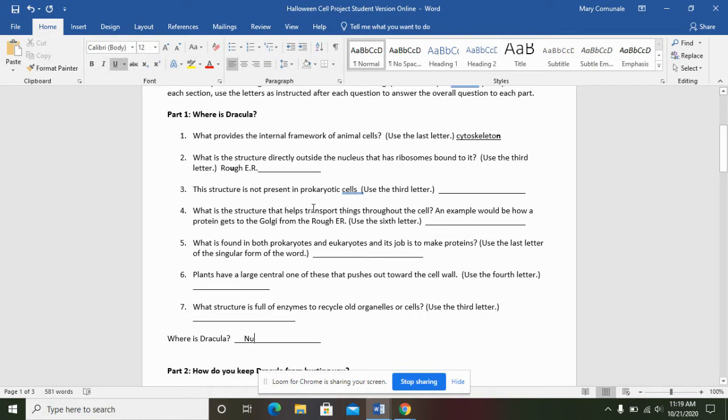This structure is not present in prokaryotic cells. Use the third letter. Structure not present in prokaryotic cells.